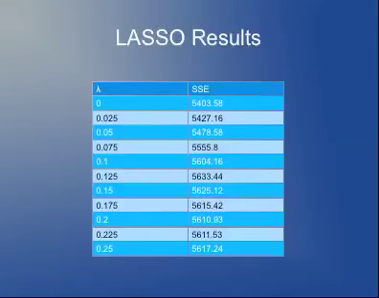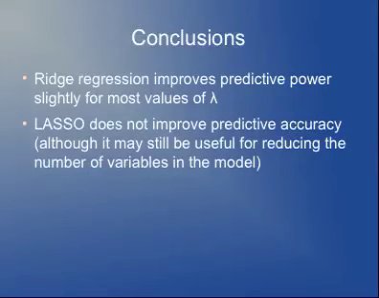And honestly, this example is somewhat unusual. More often than not, when you do LASSO, as you penalize the model, the predictive accuracy of your model will actually increase. This is just kind of an unusual data set. So it looks like ridge regression, for most values of lambda, will improve the predictive value of your model at least somewhat. LASSO doesn't do much for your predictive accuracy, but if your goal was to reduce the number of variables in the model, it can still help with that.